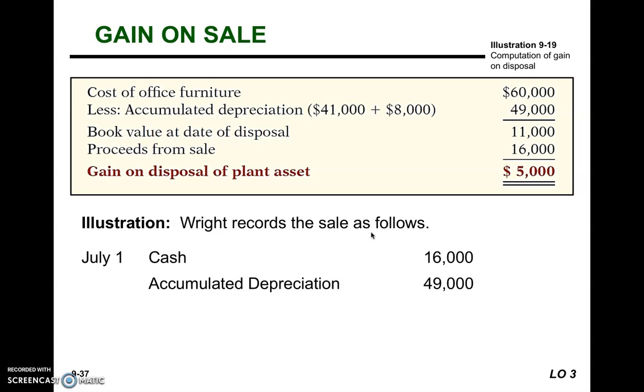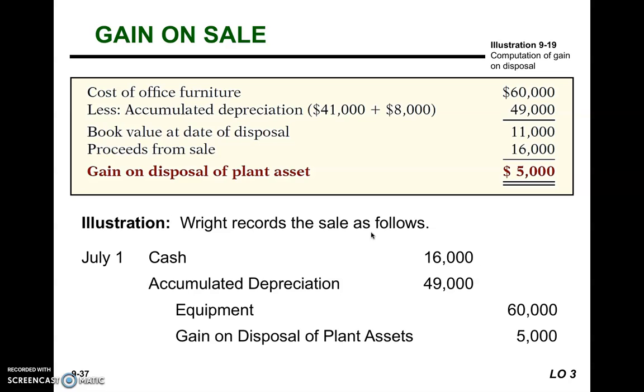I'm sorry. The proceeds, $16,000, is more than the book value, so we're going to have a gain on disposal. The gain on disposal is a revenue, so we're going to credit gain on disposal and also credit the cost of equipment. So we're going to have 2 debits, 2 credits. Now, gain on disposal, as I mentioned, is a non-operating activity, and it will show up under other revenues, under the title of other revenues and gains.